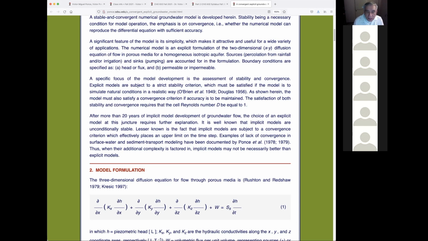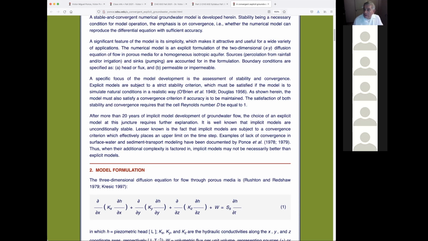Okay, we show in here that this model must satisfy a convergence criterion if accuracy is to be maintained. The satisfaction of both stability and convergence requires that the cell Reynolds number D be equal to 1. Now, you remember that in the previous class, I said that the diffusion parameter did not have a proper name. Remember I said that? And I actually complained. But then later we said, oh, to heck with it. We're going to give it a proper name. We're going to call it cell Reynolds number because it doesn't have a proper name in the literature.